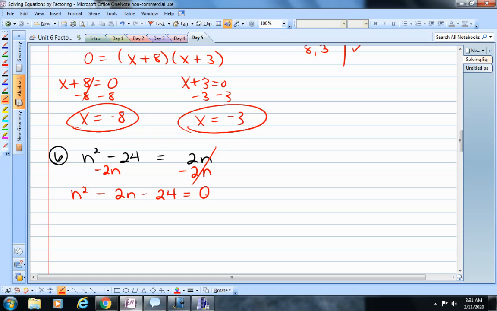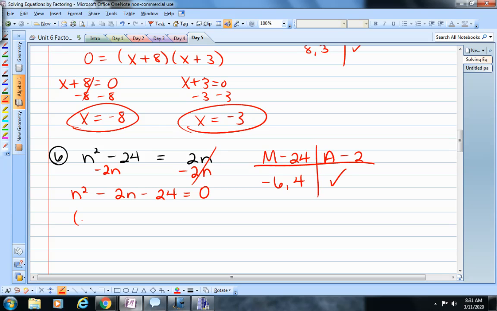2 doesn't go into the first term. It's 1, isn't it? So we make a table. We need 2 numbers that multiply to get negative 24 and add to get negative 2. What are they? Negative 6, positive 4. Does that add to get negative 2? Yeah, because I needed the bigger one negative.